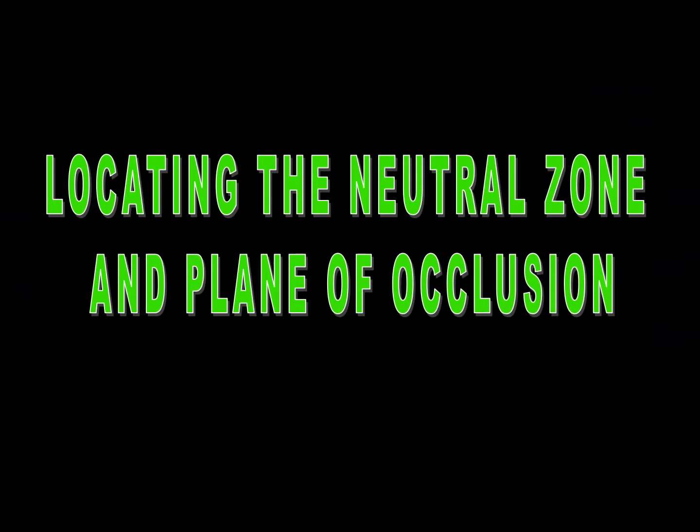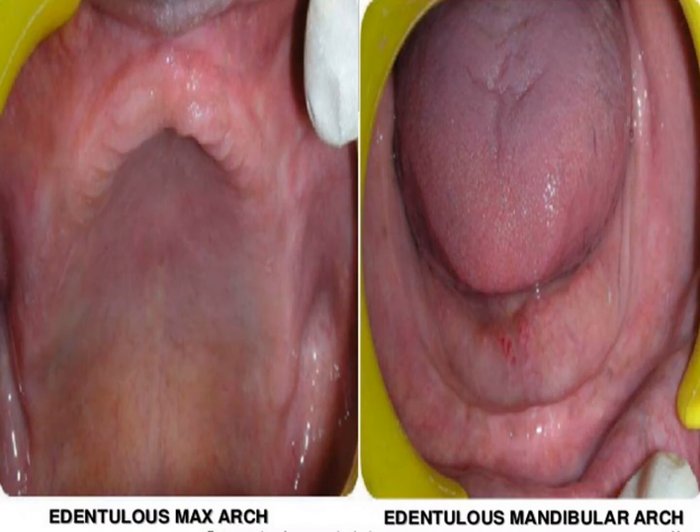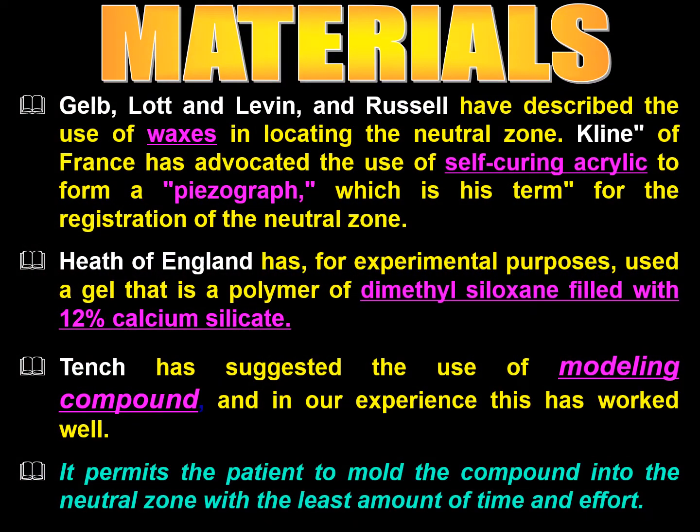Locating the neutral zone and the planes of occlusion. This applies to the maxillary arch and the mandibular arch, and to cases of flat ridge. We should know the materials used to locate the neutral zone. We can use waxes, self-cured resin, silicone materials, and also modeling compound.